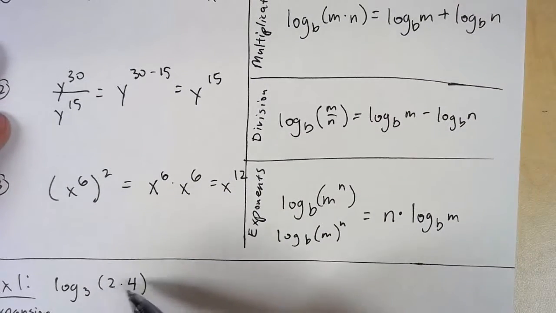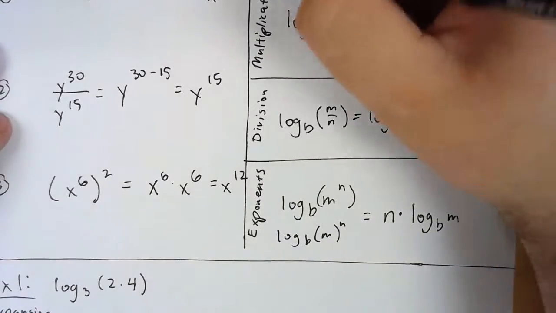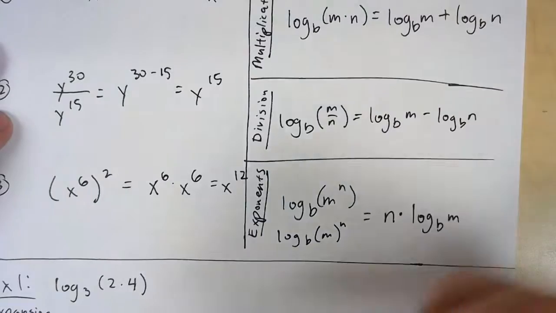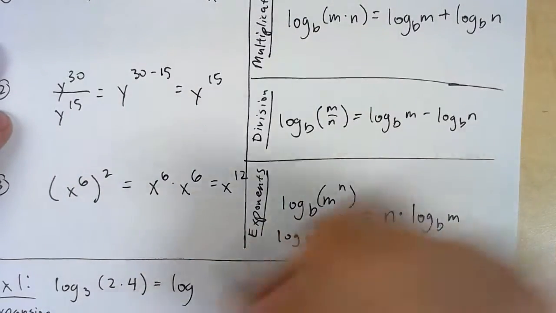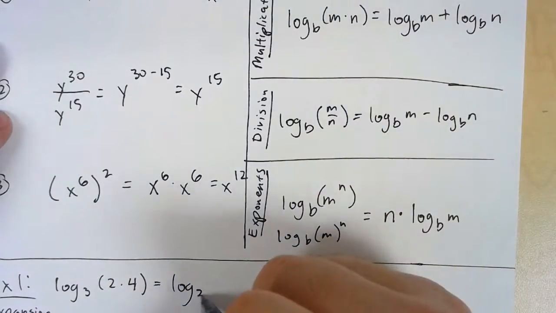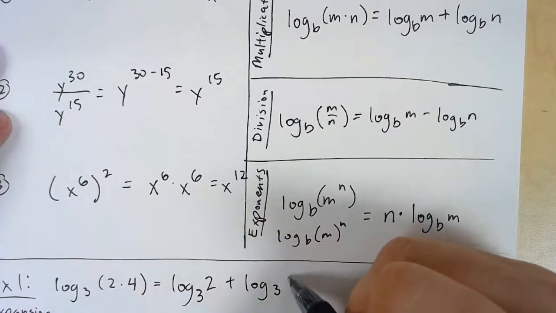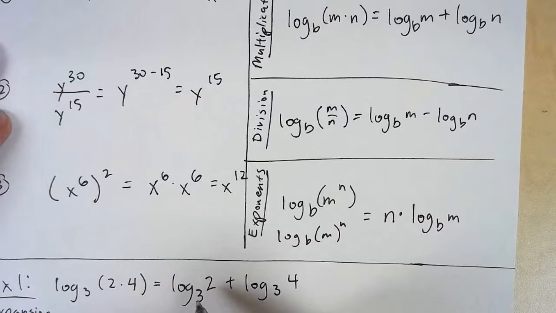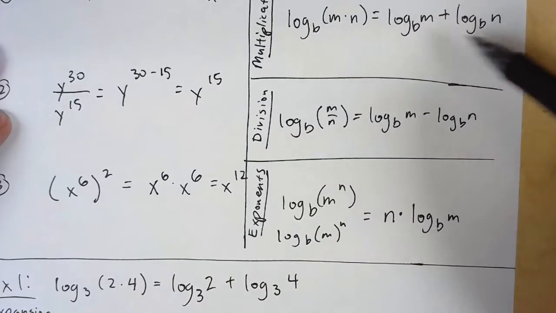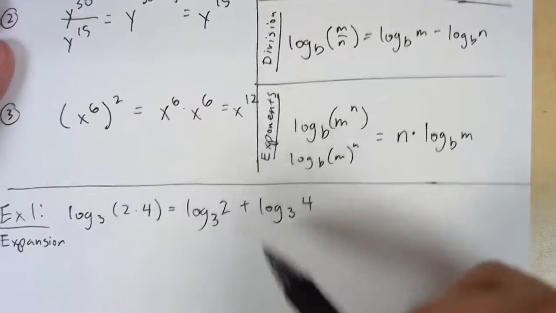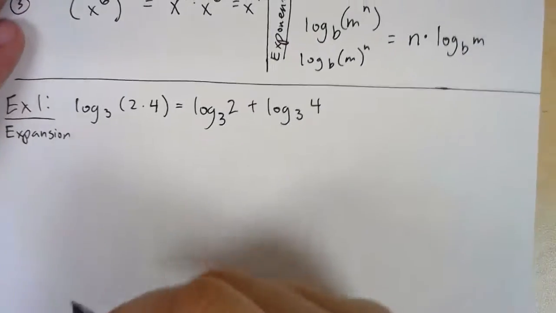So I notice that I have some multiplication in here. So I'm going to go to my multiplication rule, if that makes sense. Multiplication, I've got 2 times 4. So I don't have to solve anything. I'm just going to say this is log, looks like they have the same base. So log base 3 of 2 plus log base 3 of 4. Keep the same base. So same base, same base, same base, and they just get their own log symbol. And we'll deal with how we work this later, whereas right now we need to work on expansion.